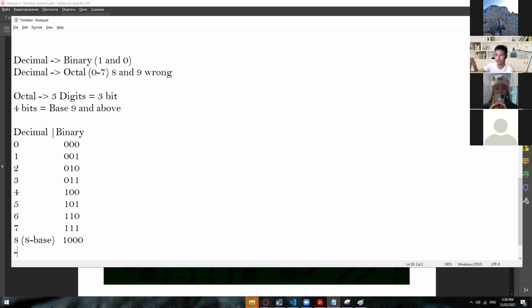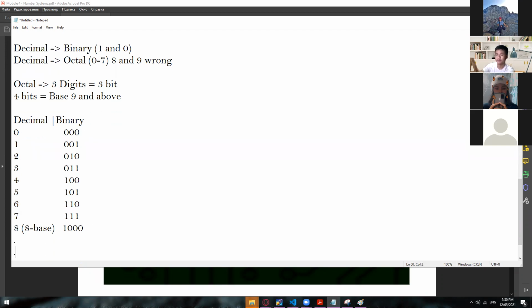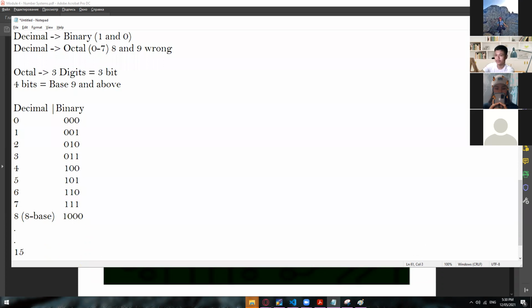Okay, up to 15. Okay, 16th base, which is 111. Okay, so this one will be needing 4 bits. Okay, so did you guys get the idea on why we only need 3 bits, not 4 bits?